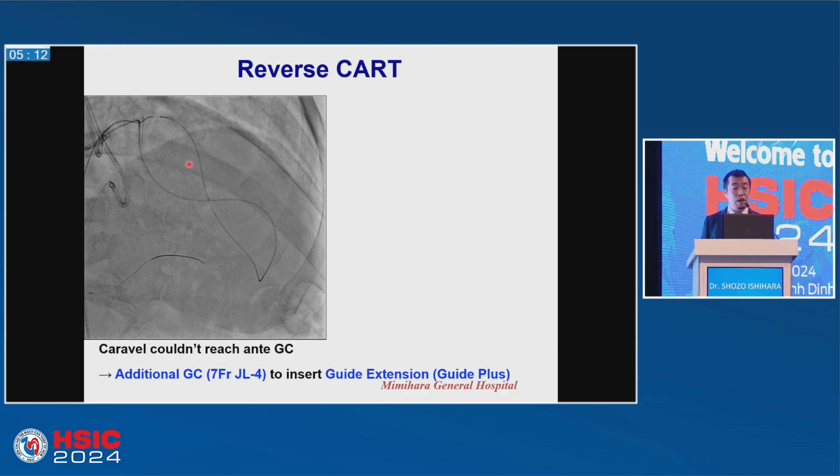After that, the retrograde wire could cross the CTO region, but unfortunately the retrograde channel was too long, so that a collateral catheter cannot reach to the antegrade guiding. So I advanced one more guiding: RCA guiding, LCA guiding, and an additional guiding. And I advanced the guide extension catheter, Guidepost. So the retrograde wire and microcatheter can insert into the third guiding catheter.